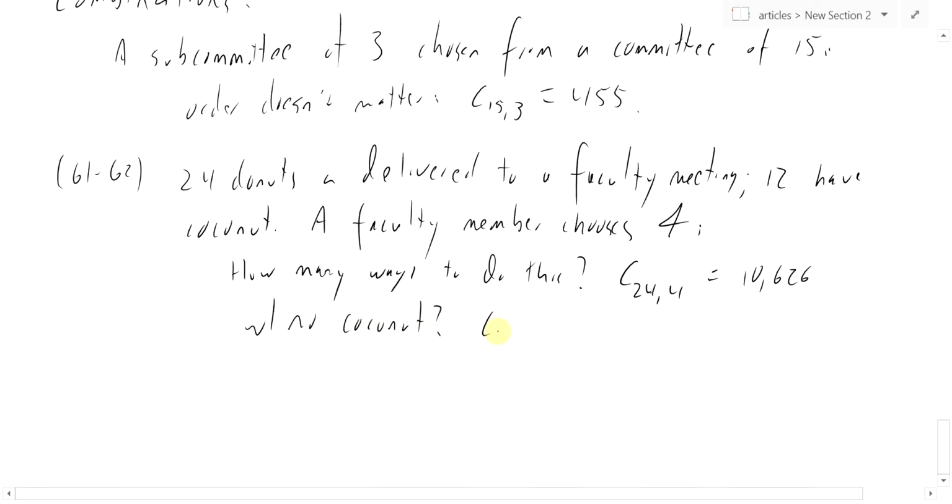Well, now they're only choosing from 12, right? Because there's 12 that have coconut, so 24 minus 12, there's a dozen that don't have coconut, and they pick 4 of that. And how many of those? 495. Right. So here the restriction of no coconut cuts down the number that we're choosing from 24 to 12. Okay.